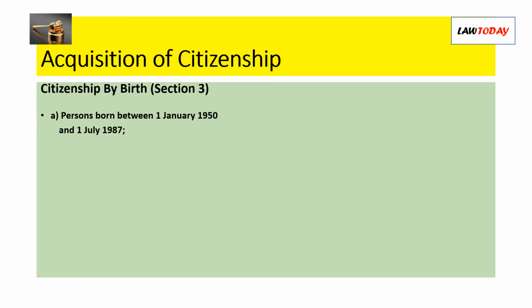The first mode of acquisition of citizenship is by birth. According to Section 3 of the Act, every person born in India on or after 26 January 1950 but before 1st July 1987 is an Indian citizen, irrespective of the nationality of his parents.